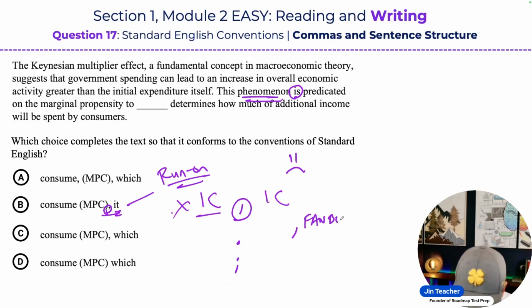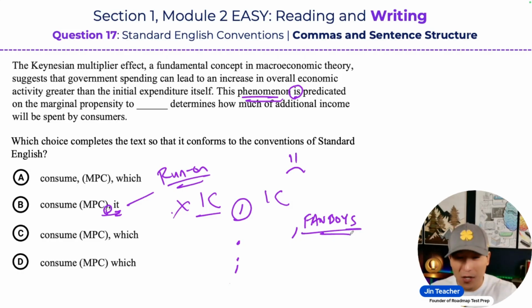Fanboys. A fanboys word is one of the 7 coordinating conjunctions in the English language. F stands for for, A stands for and, N stands for nor, B stands for but, O stands for or, Y stands for yet, S stands for so. So we can combine a fanboys word and a comma to separate two independent clauses. Okay, so that's the third way that we can fix a run-on sentence.